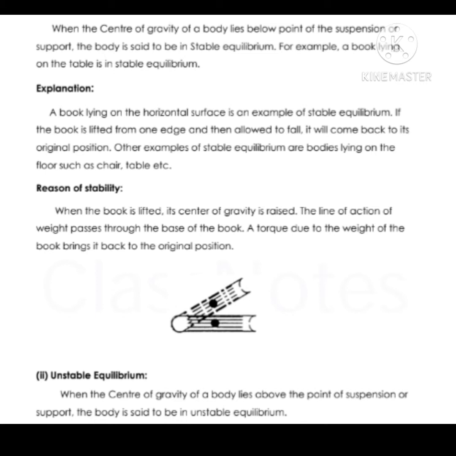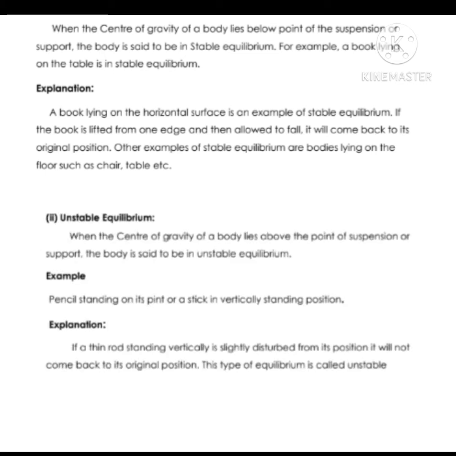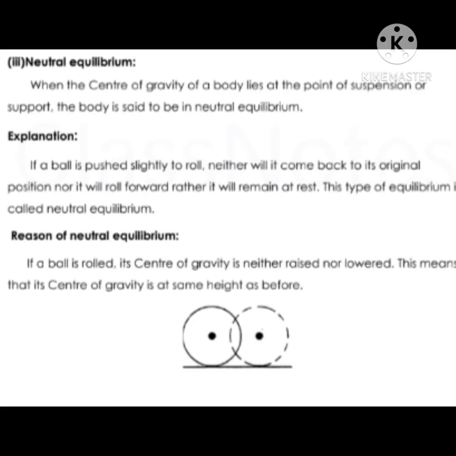Unstable equilibrium is when the center of gravity of a body lies above the point of suspension or support. The body is said to be in unstable equilibrium. For example, a pencil standing on its tip or a stick in a vertical standing position. If a thin rod standing vertically is slightly disturbed from its position, it will not come back to its original position. Such a type of equilibrium is called unstable equilibrium.